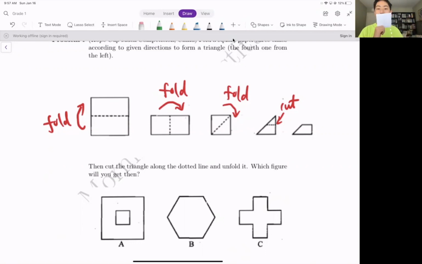And finally, from the third direction, it says to fold from the top to the bottom. So we're going to do that. And finally, you should end up with a triangle looking like this. And now we're going to draw a line, the dotted line, to cut along it, like right here. So we're going to cut it. And now let's see what shape we will get when we unfold it. As you can see, we have just folded number C. So your answer for this problem should be C because it looks exactly like it.